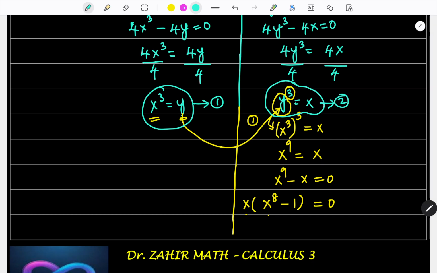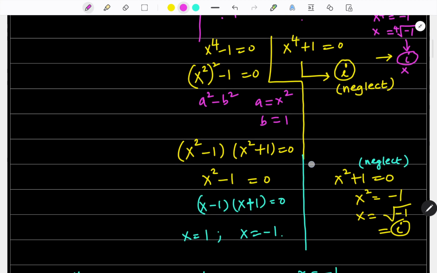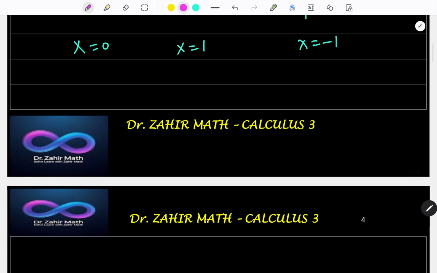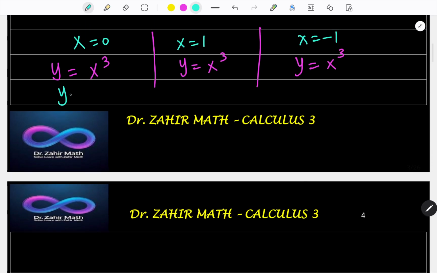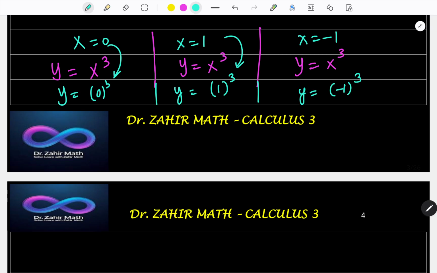Let me take this equation, y is equal to x cube. I'm going to find the value of y. You put x equals 0, so y is 0 cube; x equals 1, so 1 cube; and x equals minus 1, the whole cube. So you will get 0, and you will get 1, and you will get minus 1.